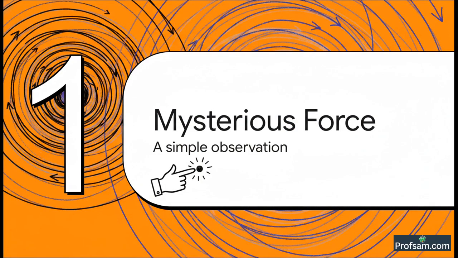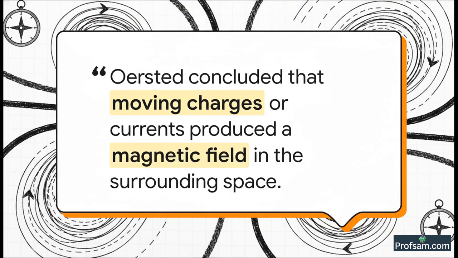Right, so our first stop, understanding this mysterious force. And everything starts with one simple but really profound observation. This line is straight from your NCERT textbook, and it's the absolute key. Ørsted told us that a field is produced. But as good physics students, we need to know more, don't we? We have to ask, how much field? What is its strength? And which direction does it point in? For all of that, we need a formula.